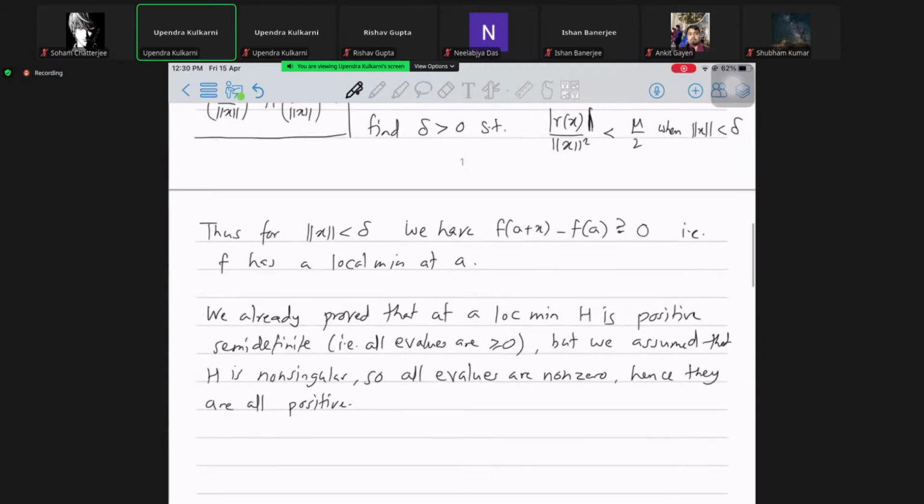Okay. And for the local maximum statement, just apply the above to minus of f. Correct? Because everything will just become minus of what it was. All right. So are there any questions so far?